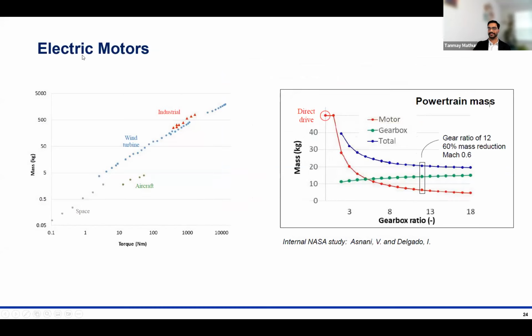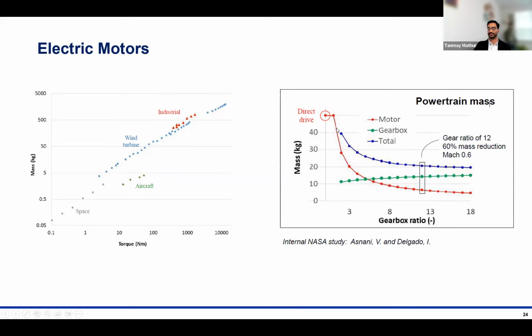Right. Finally, let's address the electric motors. So yes, it's true that the electric motors used in aviation have much higher power density compared to any other system. But I want to draw your attention to this chart on the right hand side. Let's say you're trying to design your drive system and you're trying to pick between whether I should use a direct drive or use a motor plus gearbox combination.